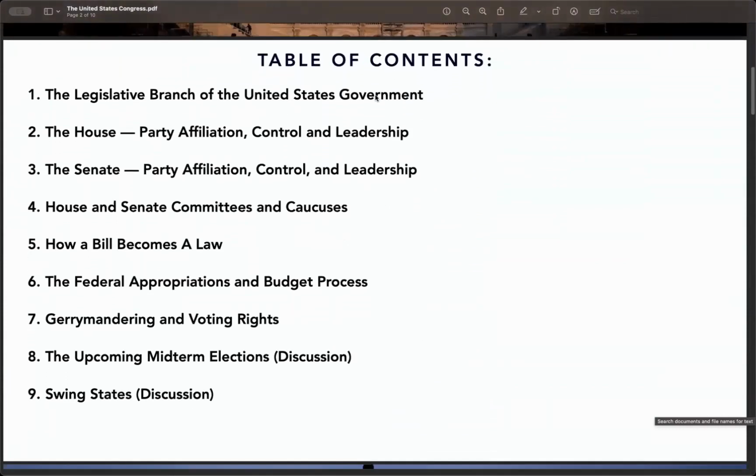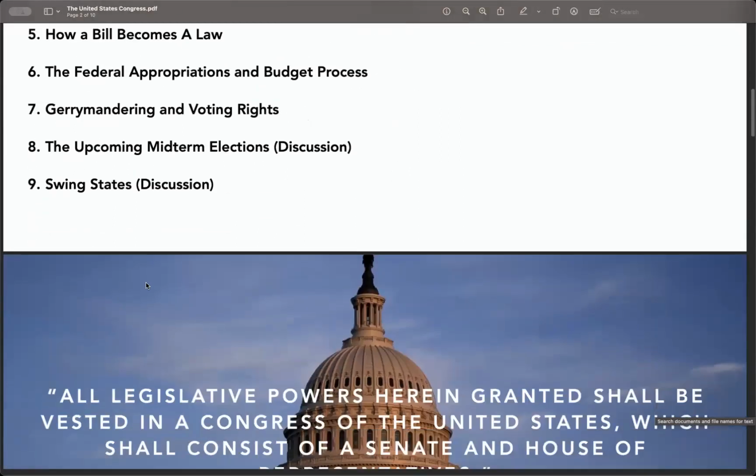So, in chronological order, we'll cover what Congress does, the House, the Senate, committees, and caucuses, how a bill becomes a law in more detail than your horrible US history class covered it, then the federal appropriations and budget process, which I swear is the most confusing sounding thing on this planet, gerrymandering and voting rights, the upcoming general elections, and swing states and how they work.